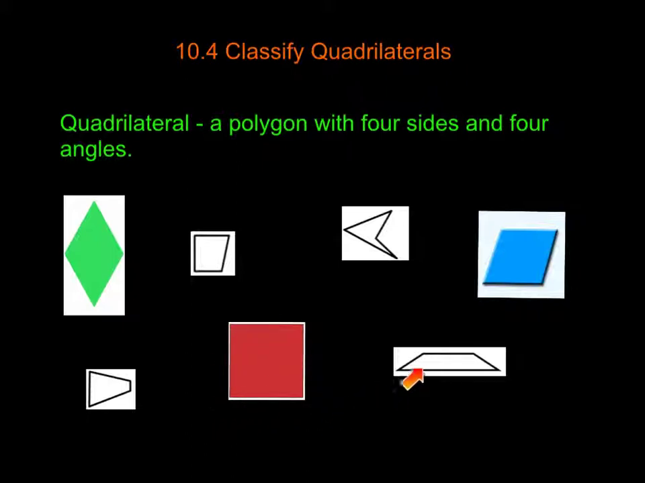We have a trapezoid with 4 sides and 4 angles. And we have a parallelogram with 4 sides and 4 angles. And then we have just random shapes or random quadrilaterals here. They don't necessarily have a specific name, but because they have 4 sides and 4 angles, they are still classified as quadrilaterals.